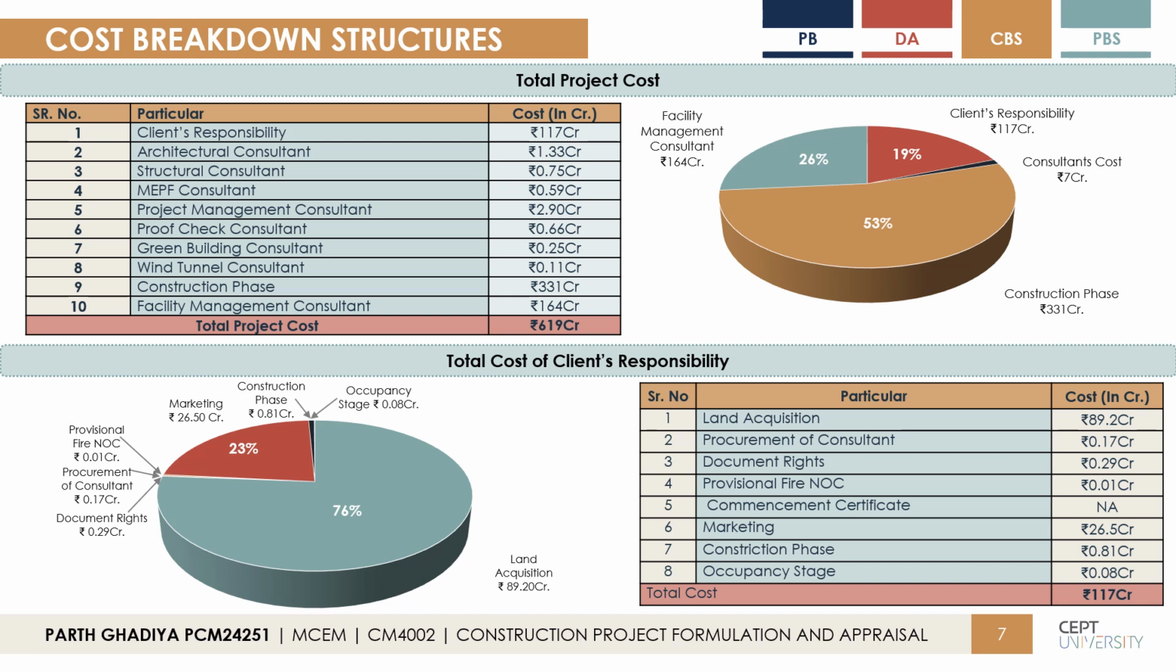Next is the total cost of the client responsibilities. The major cost in the client responsibility is the land acquisition. The total cost of the land is 89.2 crore rupees. After the land, the second major cost is marketing cost. The client has to prepare a marketing strategy for promoting the project and collaborating with the channel partners. The total marketing cost is 26.5 crore rupees.